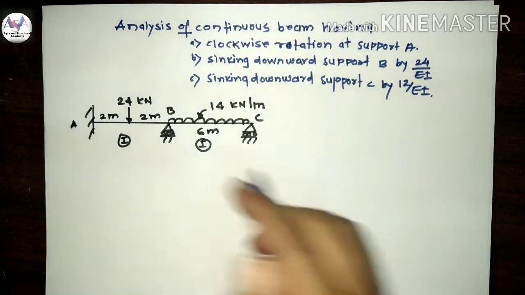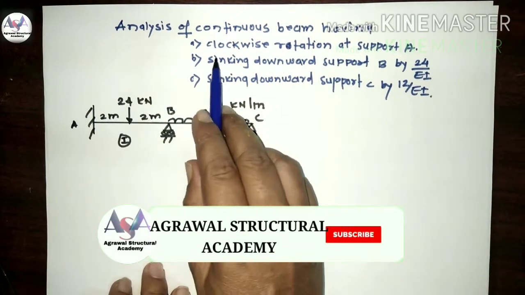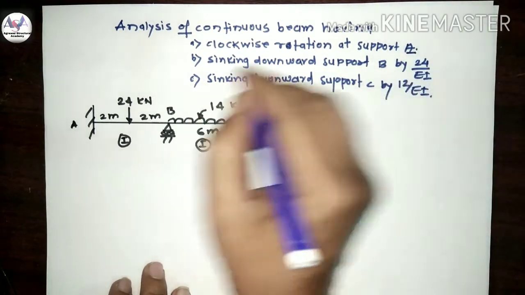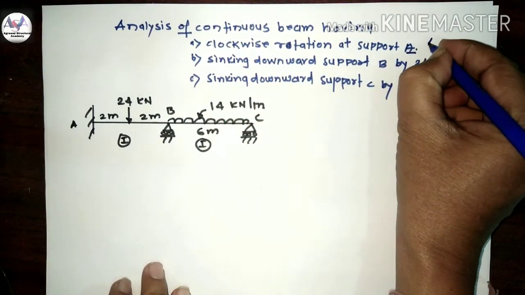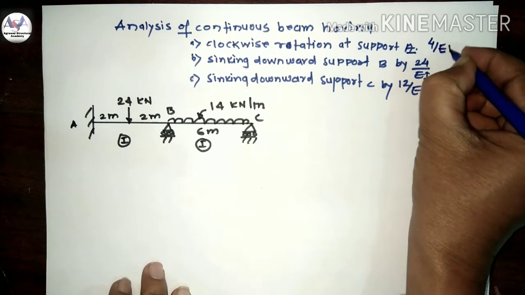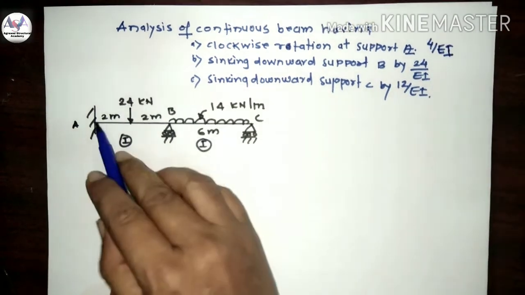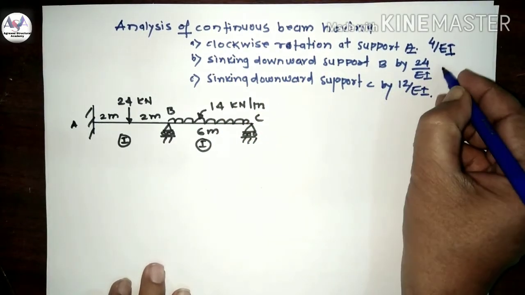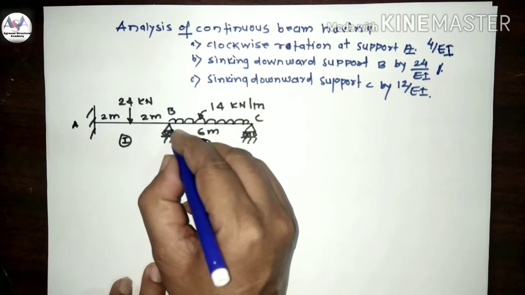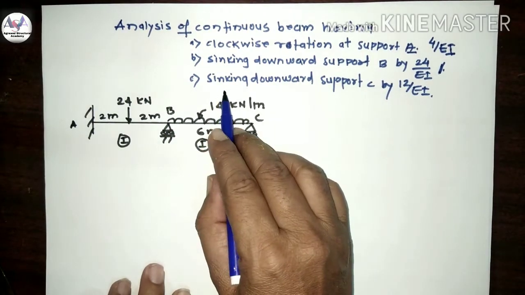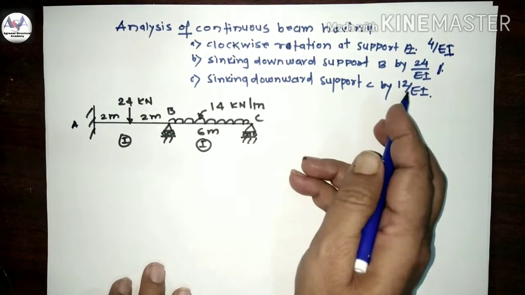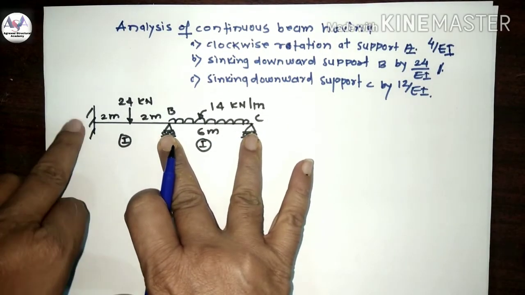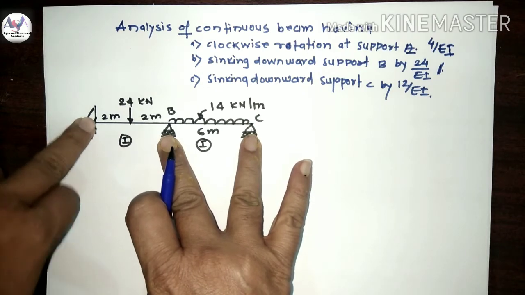Hello friends, today we analyze a continuous beam having a clockwise rotation at support A, that is 4 by EI at support A. Then there is downward sinking of support B by 24 by EI, and lastly the downward sinking of support C by 12 by EI. So here is the sinking of supports B and C, and at A is the initial rotation.